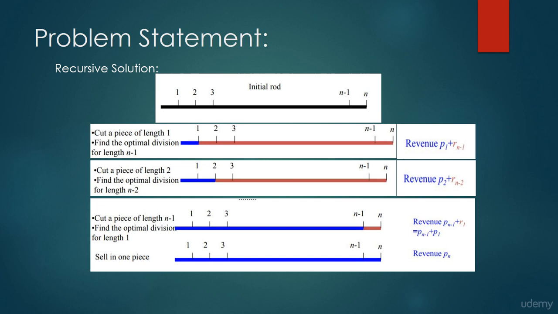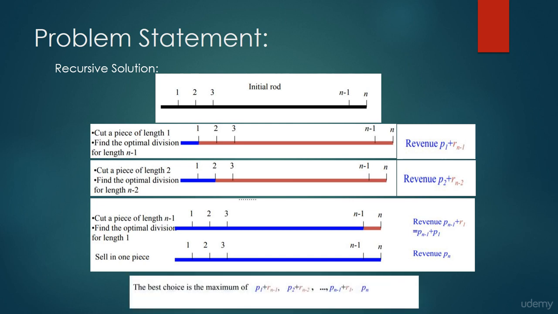So whatever one of these options gives me the maximum money or the maximum revenue, I should choose it. So the best choice for us, Rn, the optimum revenue for this piece of length n, is the maximum of the following: P1 plus Rn-1, P2 plus Rn-2, all the way to Pn-1 plus R1, and Pn. If I find the maximum of all of these, then that's the maximum money that I can get for my rod of length n.